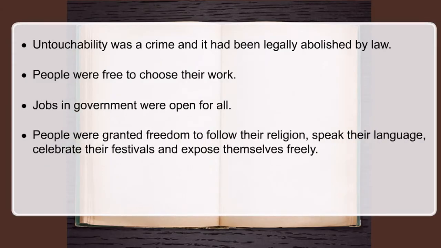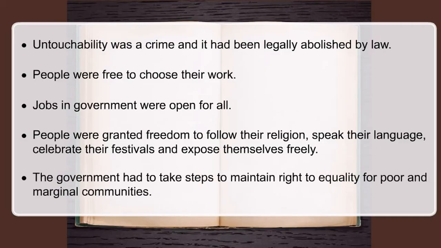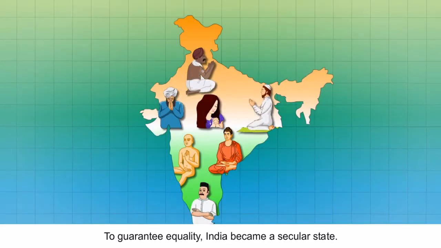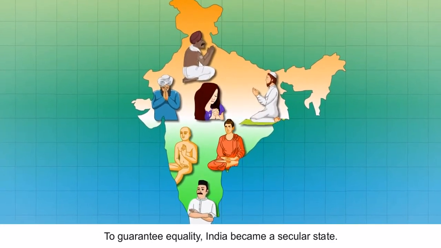People were granted freedom to follow their religion, speak their language, celebrate their festivals, and express themselves freely. The government had to take steps to maintain the right to equality for poor and marginal communities. To guarantee equality, India became a secular state.